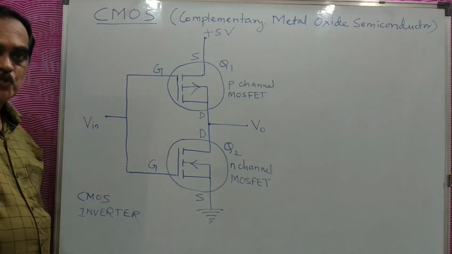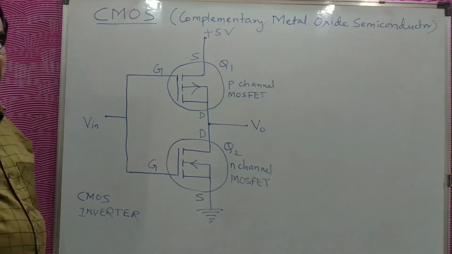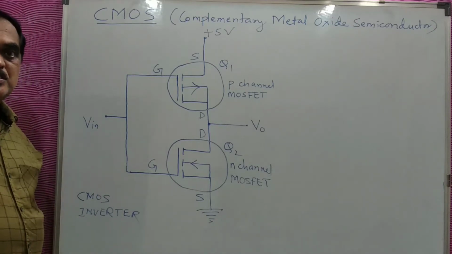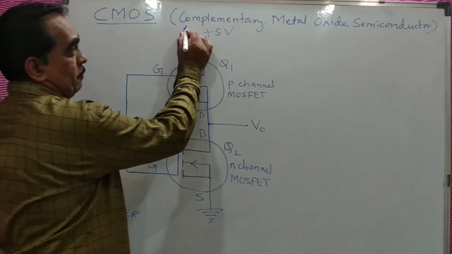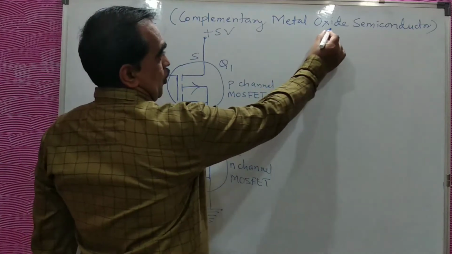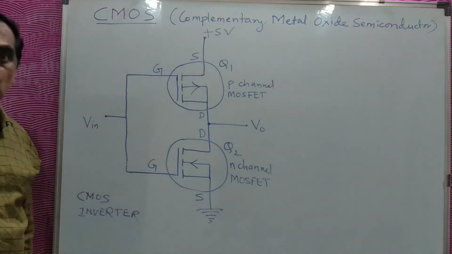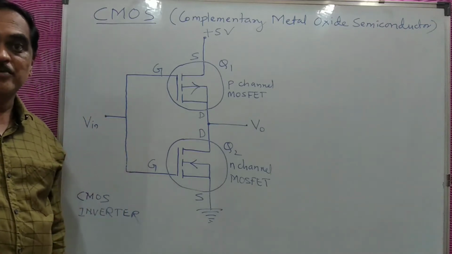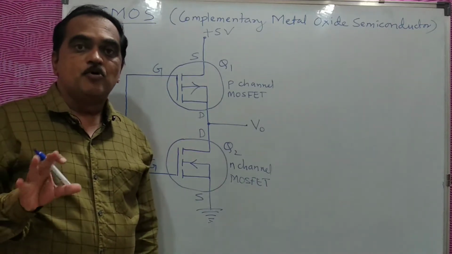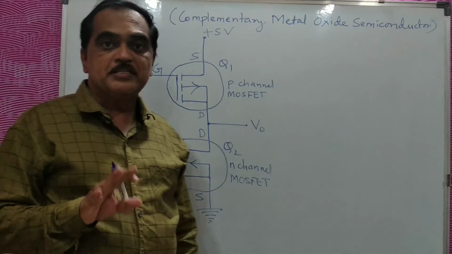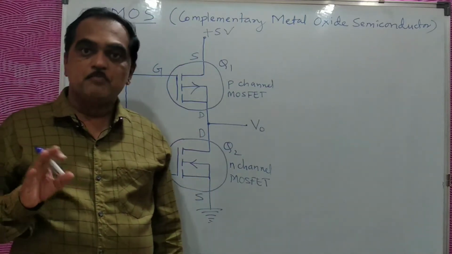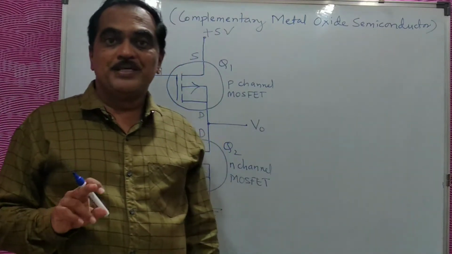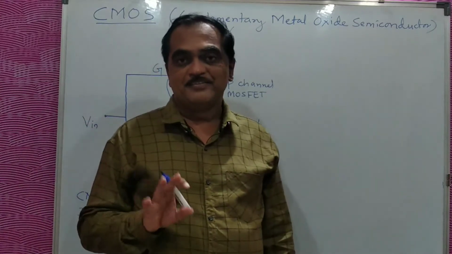Dear students, today we'll see what we mean by CMOS. CMOS means complementary metal oxide semiconductor, complementary MOSFETs. Complementary MOSFETs means one MOSFET should be P channel type, PMOS, and the other one should be N channel type MOSFET, that is NMOS.